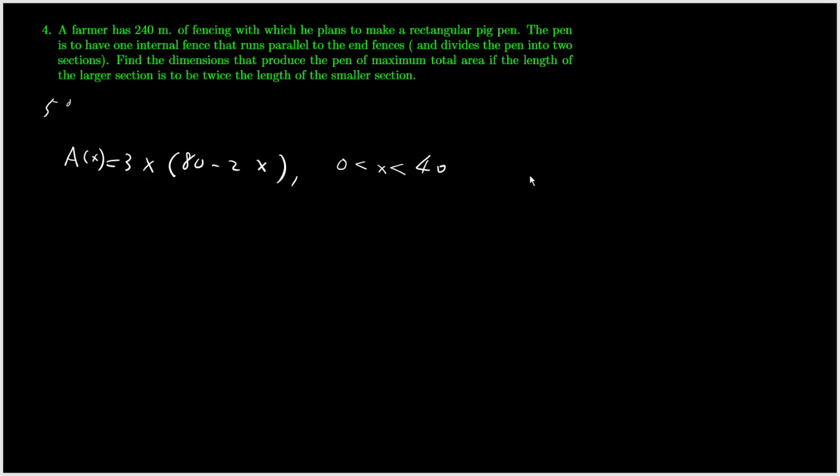In order to get the critical numbers more easily, we write the function in some nicer form. A of x is equal to, I'm just trying to multiply them out, 240x minus 6x squared. 3 times 80 is 240. Simple, right? It's actually a quadratic function. And then the domain of the function is treated as x lives on the interval from 0 to 40.